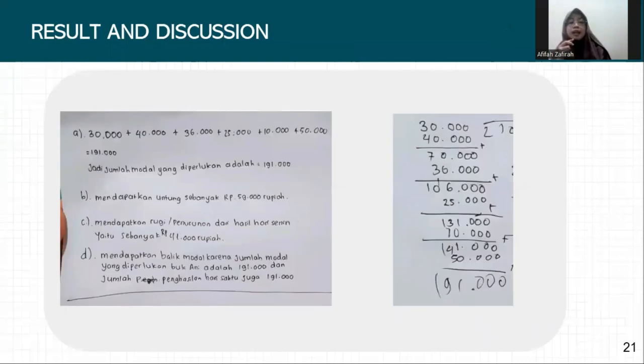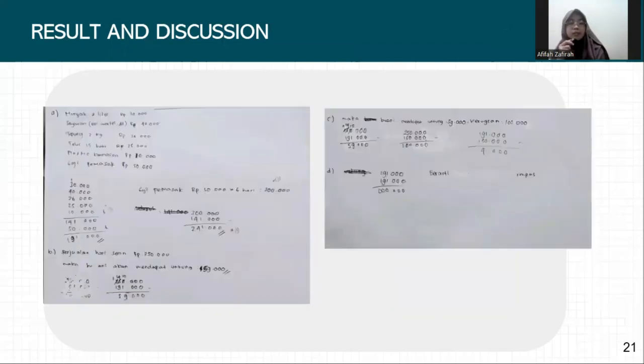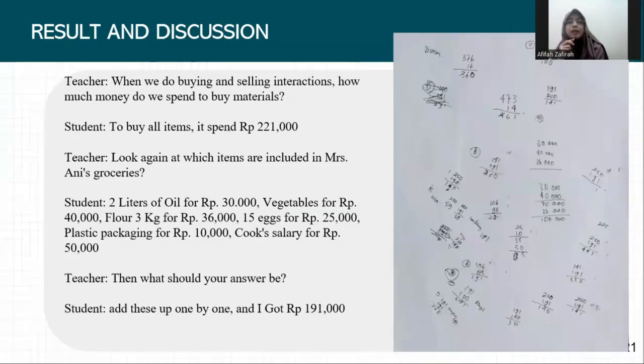And then this is the answer of the first student, showing how the student thinks about profit and loss. And this is the answer of the second student. And also this is the answer of the third student. It's a very unique answer because it's not systematic like the others.